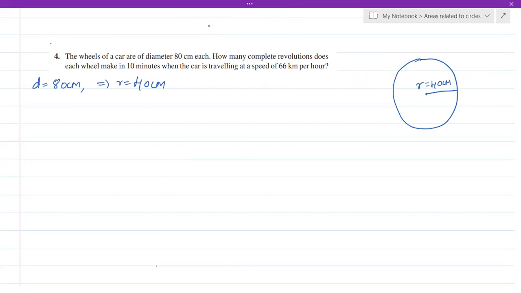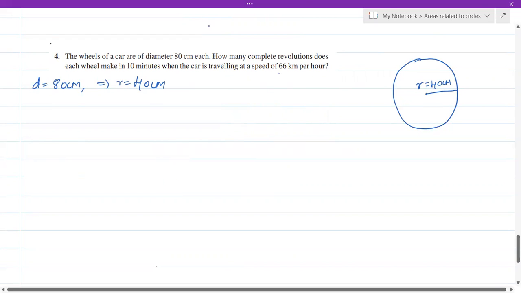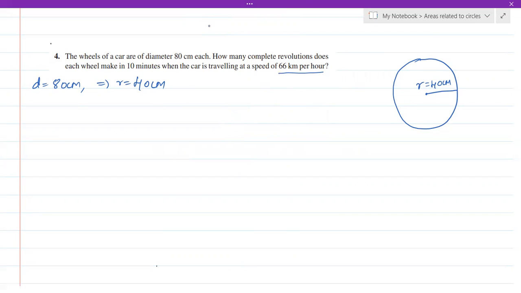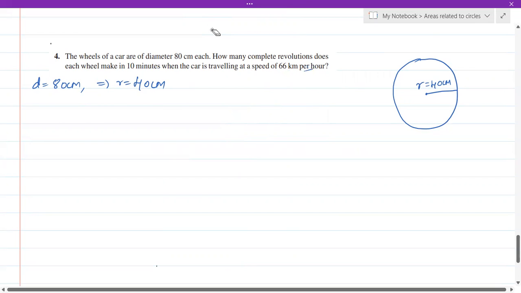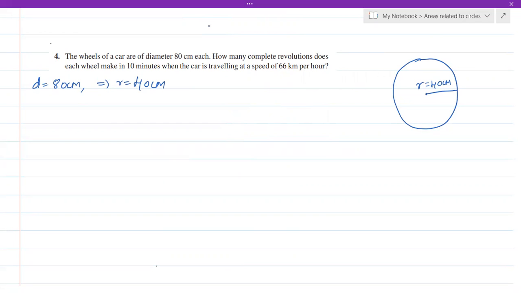How many complete revolutions does each wheel make in 10 minutes when the car is traveling at the speed of 66 km per hour? A very interesting question. We have to find how many times the tire or the wheel will rotate if the car is going at a speed of 66 km per hour in 10 minutes. In 10 minutes, the car would have rotated many times, isn't it? We have to find how many times.